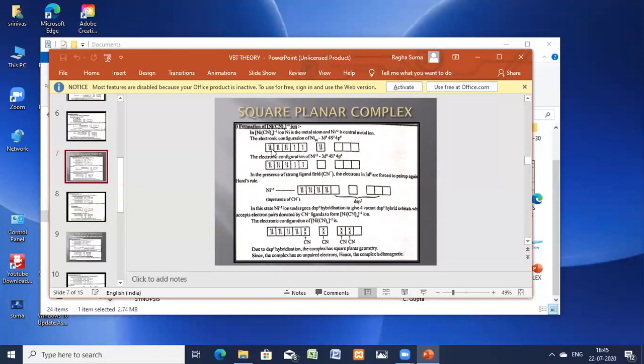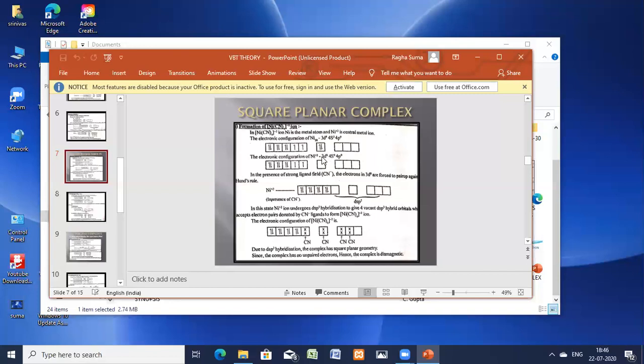Now the electronic configuration. Nickel has atomic number 28: argon 3d8, 4s2, 4p0. Here (n-1)d is involved, and ns and np are involved in the hybridization. This is the ground state configuration for the nickel atom. The d has 8 electrons, so 5, 6, 7, 8, and s is 2, p is 0. This is the ground state electronic configuration for the nickel central metal atom.